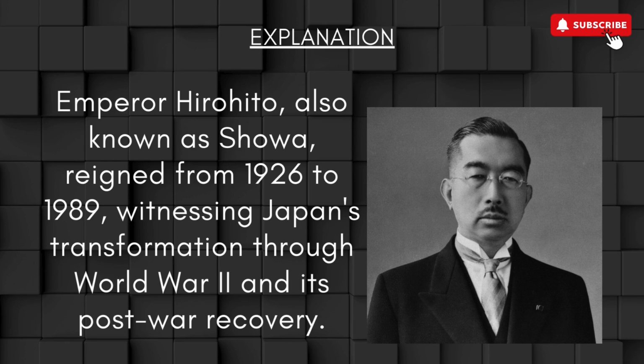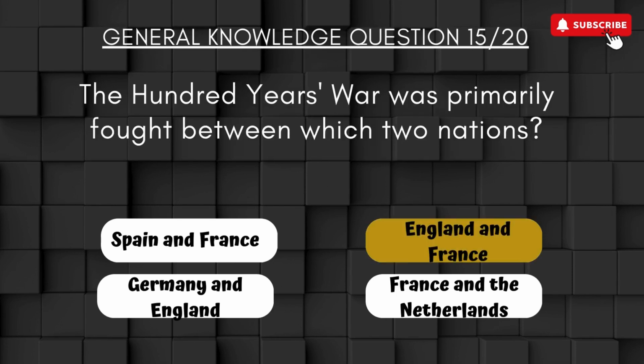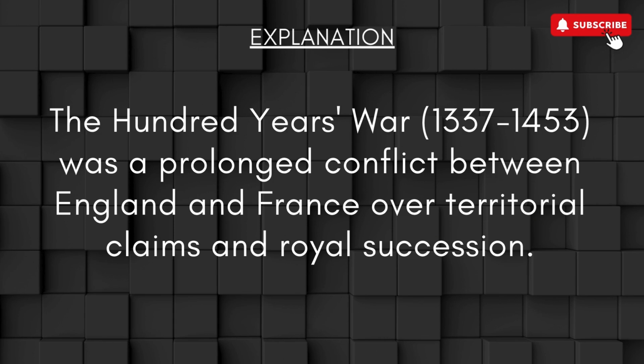The 100 Years' War was primarily fought between which two nations? The 100 Years' War, 1337 to 1453, was a prolonged conflict between England and France over territorial claims and royal succession.